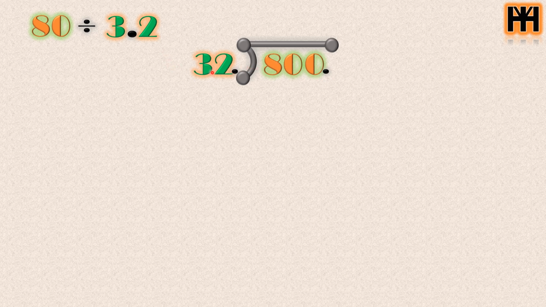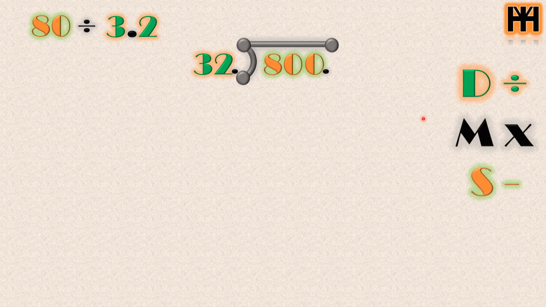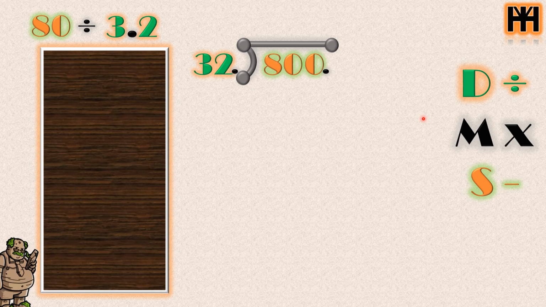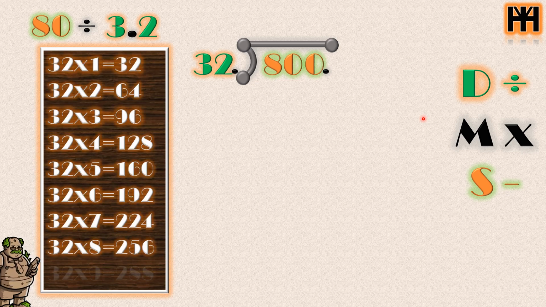But if you just want to move the decimal point to the right, remember you have to do it in both sides, in the 3.2 and the 80. So now it's 800 divided by 32. Okay, remember our steps: divide, multiply, subtract, and repeat. But before that, let's create something like table 32. We'll start by 32 times 1 to 32 times 9.